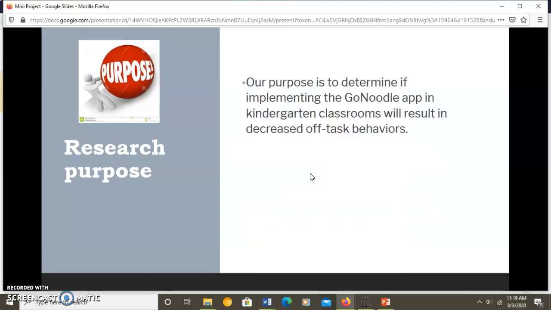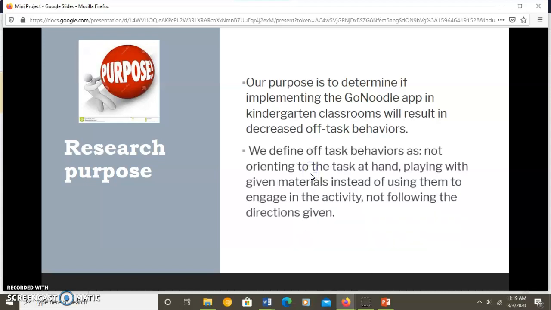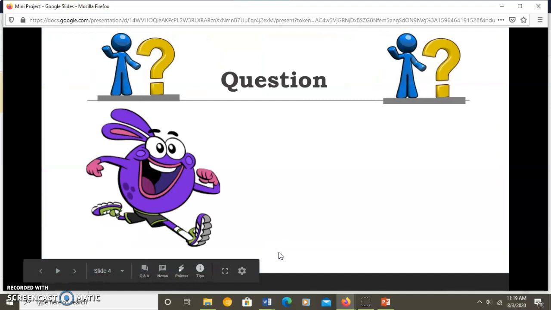The purpose of our research is to determine if implementing the Go Noodle application in kindergarten classrooms will result in decreased off-task behaviors. We're going to define off-task behaviors as not orienting to the task at hand, playing with given materials instead of using them to engage in the activity, and not following the directions given. We've seen that in all of our classes, I'm sure, not just kindergarten classes.